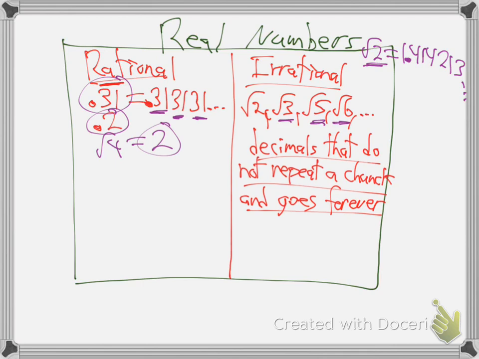Why? What's this word rational? See the word ratio in there? What's a ratio? It's a fraction, huh? One thing over the other. A ratio is a fraction, one thing over the other. What do I mean these are rational numbers?